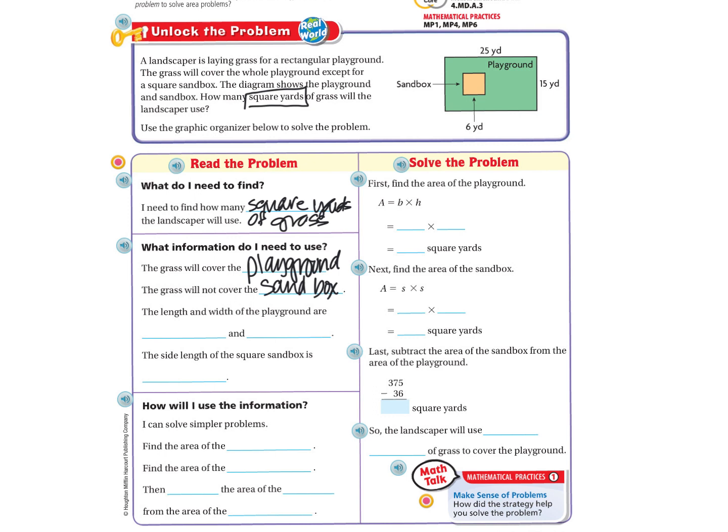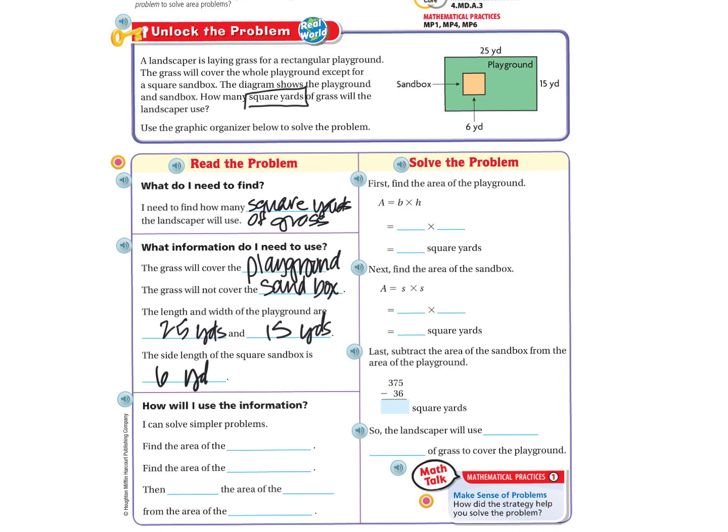What's the length? 25. Yeah, the length is 25 yards. And 15 yards is the side, good. And the side length of the square box is what? 6 yards. And it's a square, so what are the other sides? 6 yards. They're all 6, good. So how will I use the information? I can solve simpler problems.